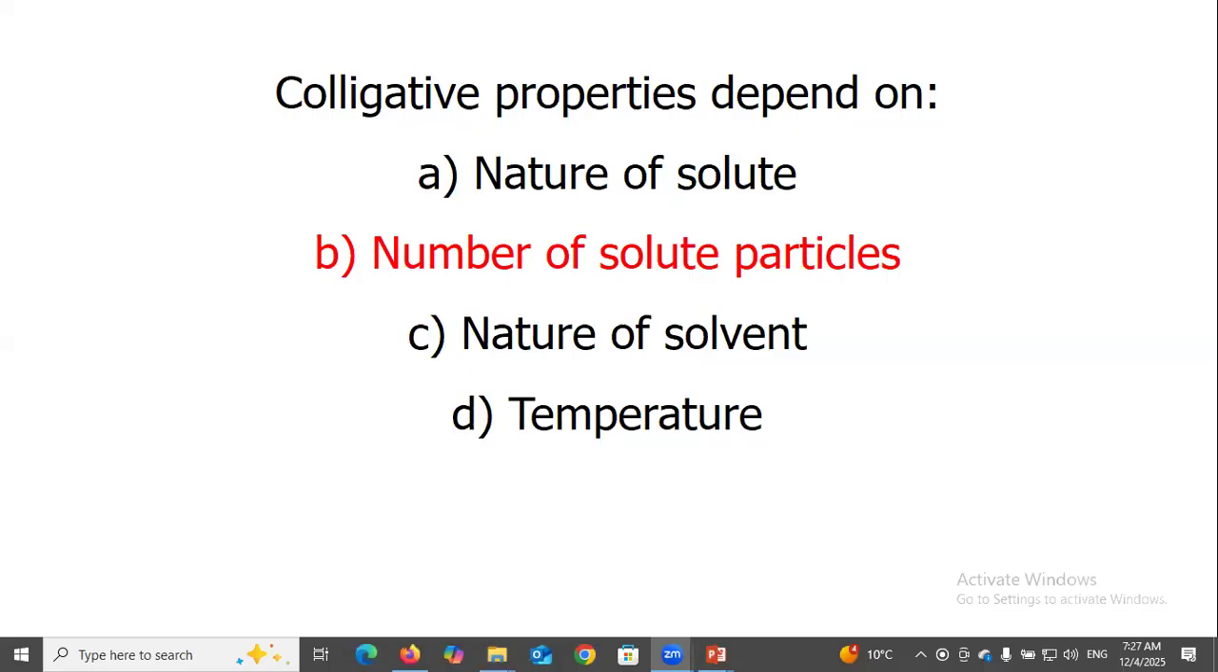Okay, good morning. Some MCQs related to colligative properties in chemistry. Colligative properties depend on the number of solute particles.